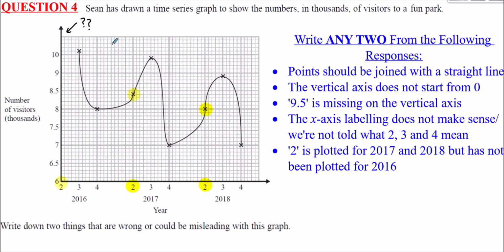So you've got 5 main things to pick from. Pick any 2, and you've picked up full marks for question 4. So let's have a look now at the next one, question 5.